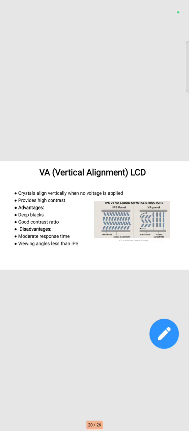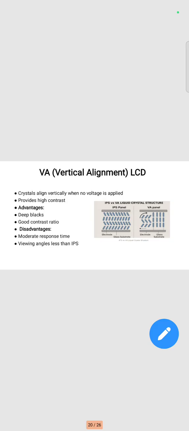Okay, so what is contrast ratio? It's the difference between the brightest white and the darkest black a display can produce. Simply remember contrast ratio as how bright the white is compared to how dark the black is. This is what contrast ratio is.